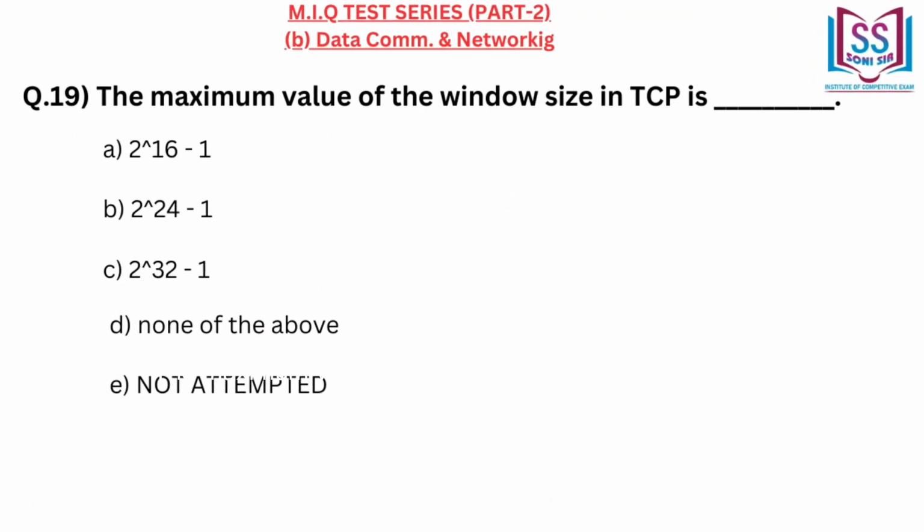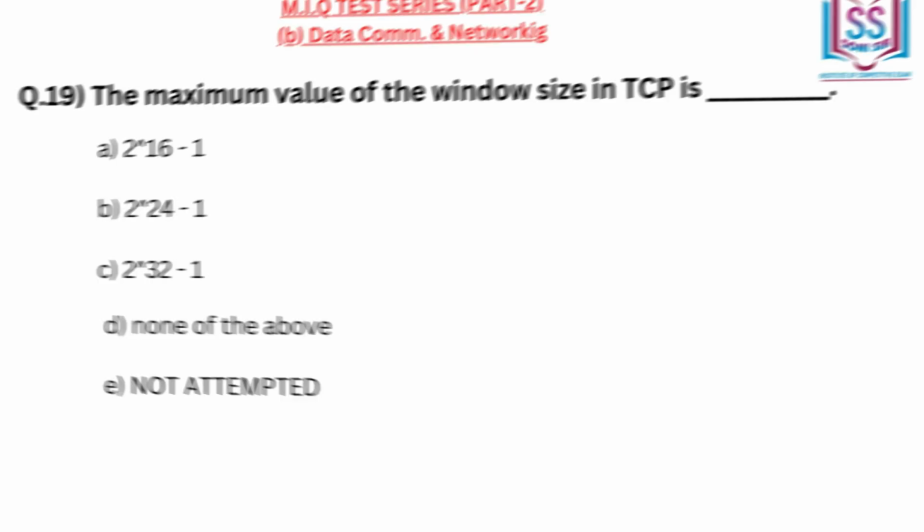The maximum value of the window size in TCP is ____. A. 2 to the power 16 minus 1. B. 2 to the power 24 minus 1. C. 2 to the power 32 minus 1. D. None of the above.